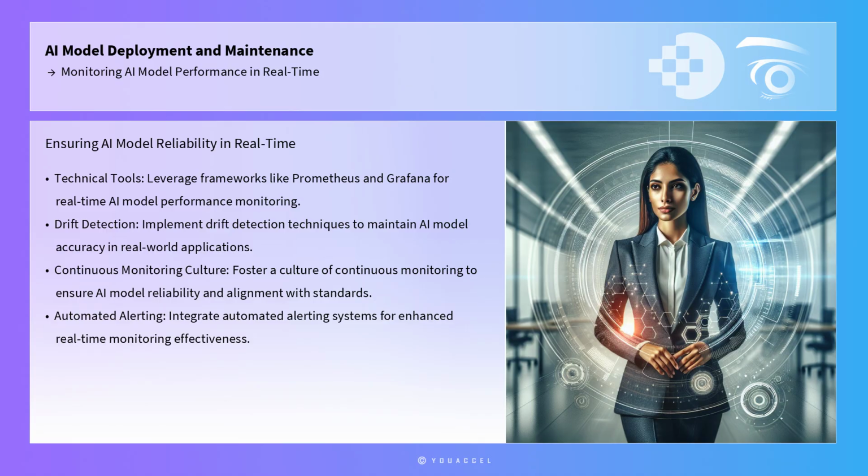Additionally, integrating automated alerting systems and compliance monitoring further enhances the effectiveness of real-time monitoring, enabling organizations to maintain high-performance AI systems that align with ethical and regulatory standards. These strategies not only improve model performance, but also contribute to the overall success and sustainability of AI initiatives.